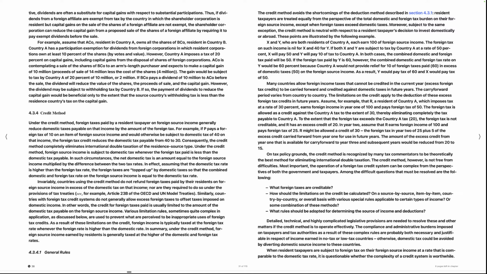In such circumstances, the net domestic tax is an amount equal to the foreign source income multiplied by the difference between the two tax rates. In fact, assuming that the domestic tax rate is higher than the foreign tax rate, the foreign taxes are topped up by domestic taxes, so that the combined domestic and foreign tax rate on the foreign source income is equal to the domestic tax rate.